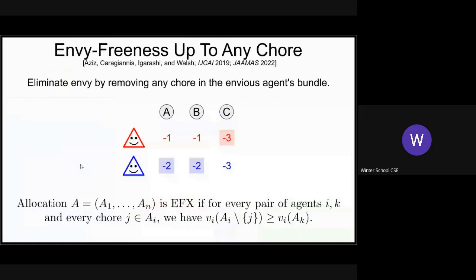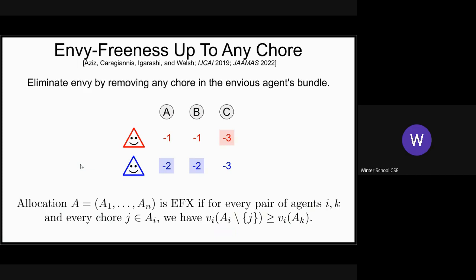For chores, just to remind ourselves what EFX means: in the case of chores, you are removing the chore from your own bundle to offset the NV. The difference with EF1 is that now we're asking for the removal of any chore to address the NV. EF1 just asks for some chore, EFX for every chore. That's the only cosmetic difference.